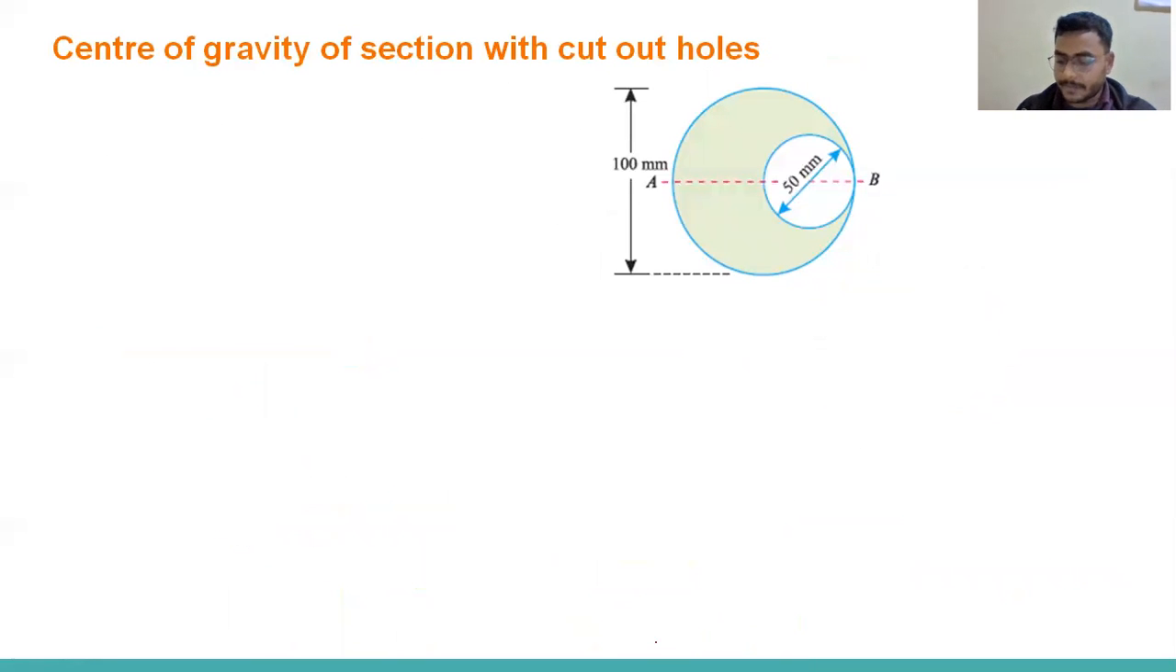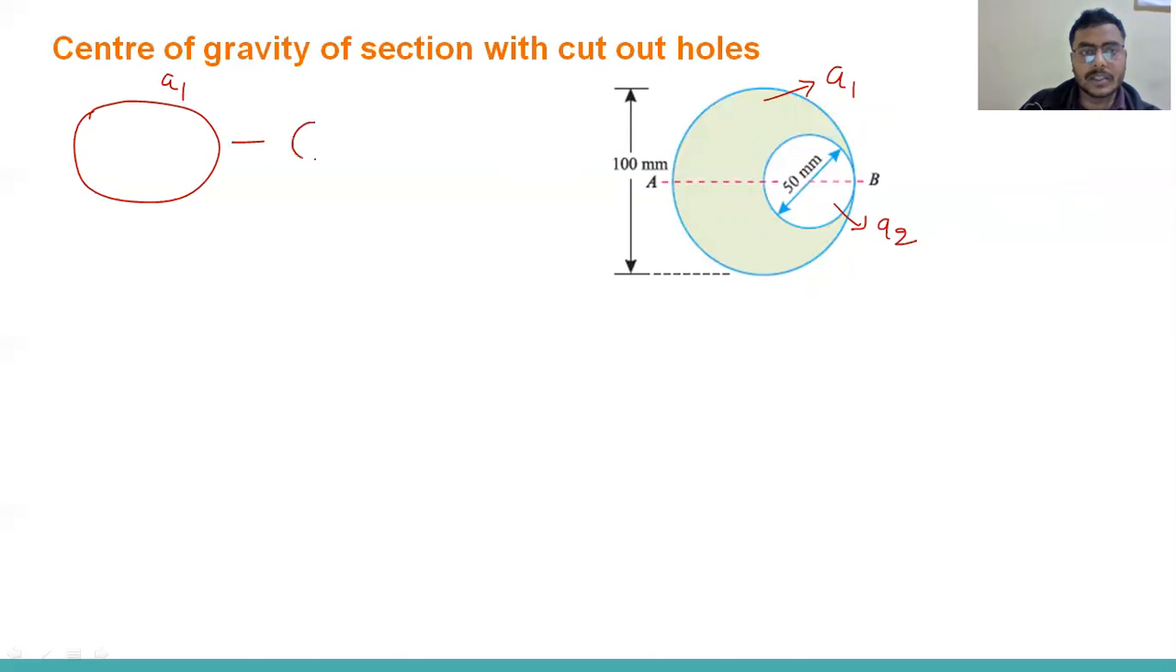Now come to this question. In this question, you can see a small circle deducted from the larger circle. So we can consider this larger circle as A1, and this small circle, the area of missing, we have written as A2. So suppose this one is A2, I am going to deduct this small area, A2. So it will come like this, and we will get the centroid.